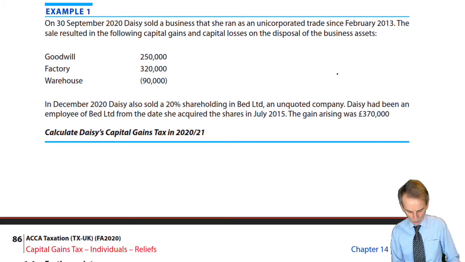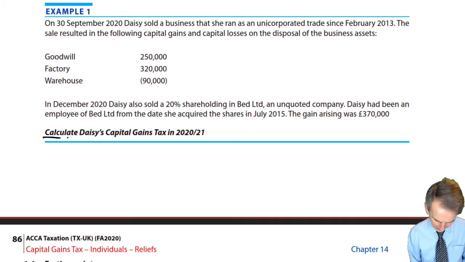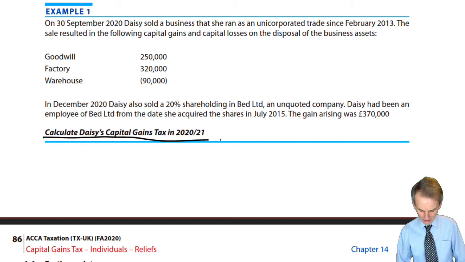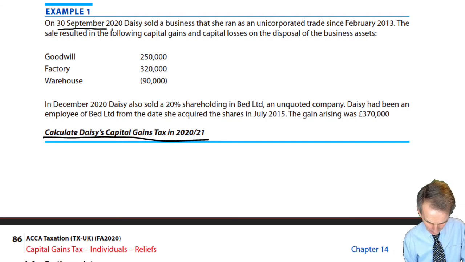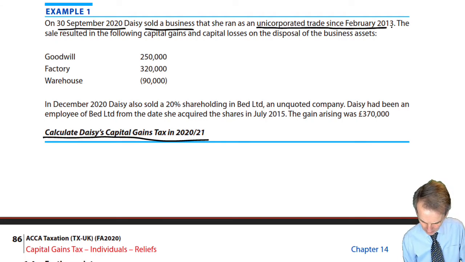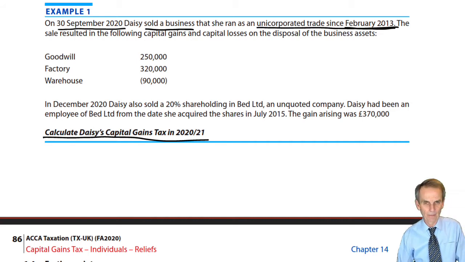Right, example 1 here. To calculate Daisy's capital gains tax in 2021. What have we got? On the 30th of September 20, so yes, in the 2021 tax year, Daisy sold a business that she ran as an unincorporated trade since February 13. What does that tell you? Clearly, Daisy has the 2-year qualifying period of ownership.